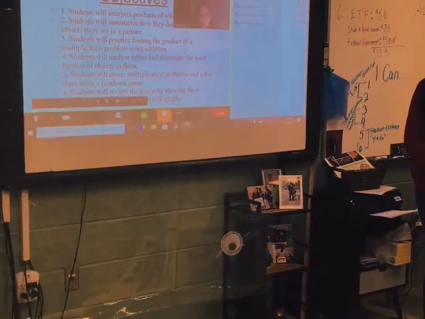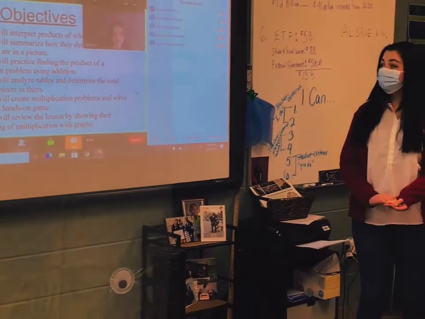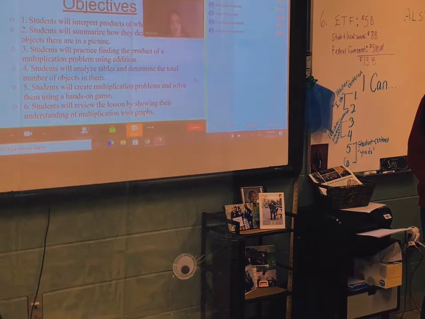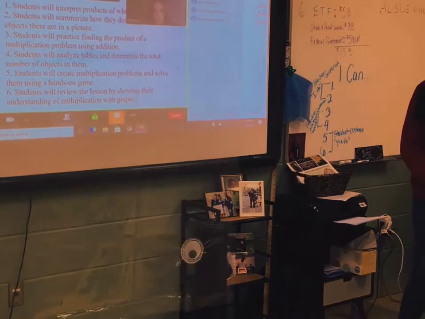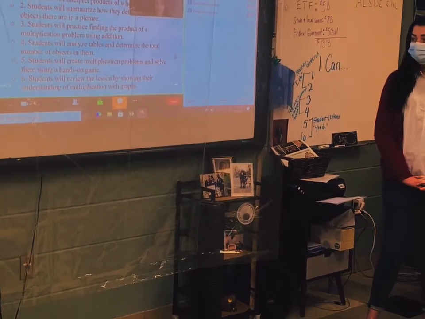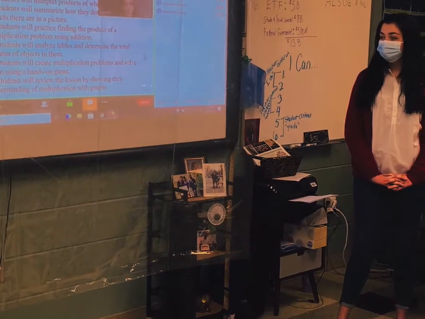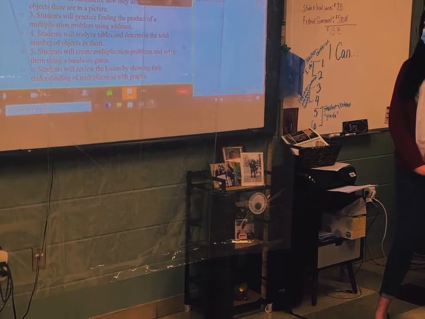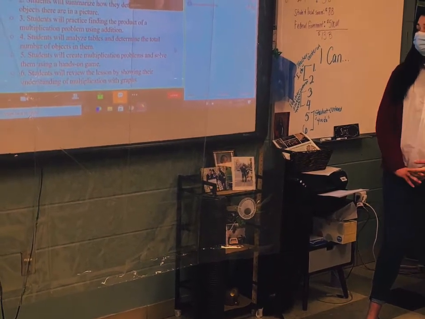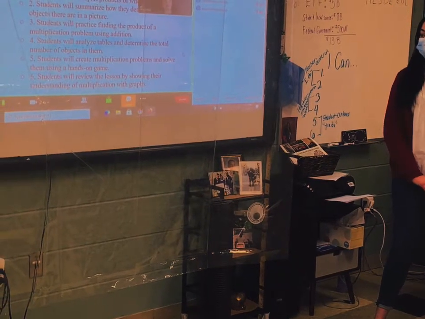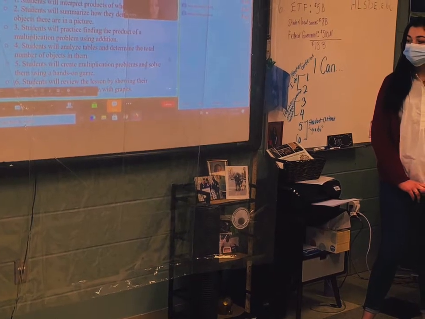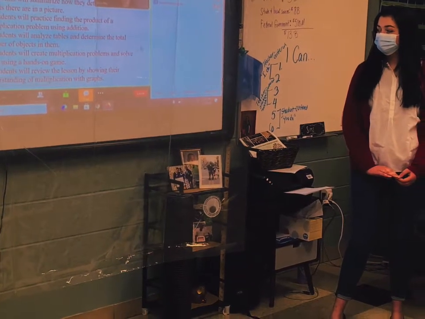So the objectives for this lesson are that students will interpret products of a whole number. Students will summarize how they determined how many objects there are in a picture. Students will practice finding the product of a multiplication problem using addition. Students will analyze tables and determine the total number of objects in them. And students will create multiplication problems and solve them using a hands-on game. And students will review the lesson by showing their understanding of multiplication in graphs.